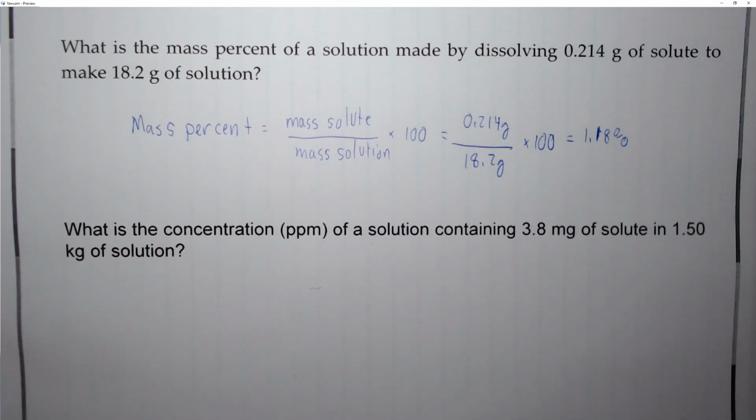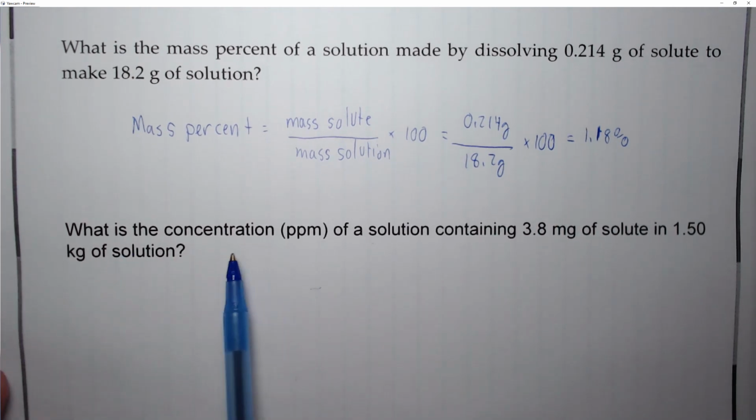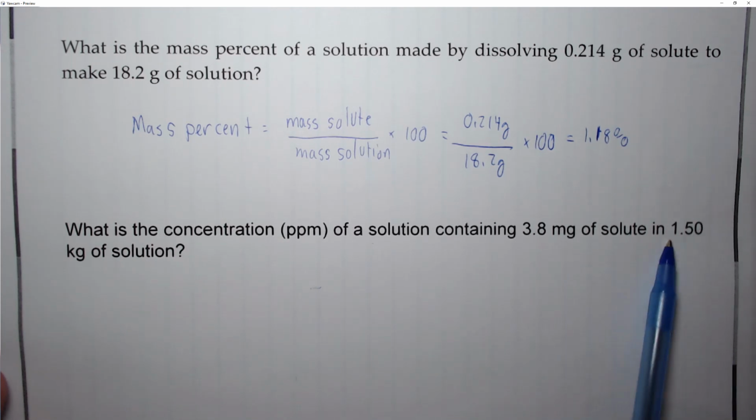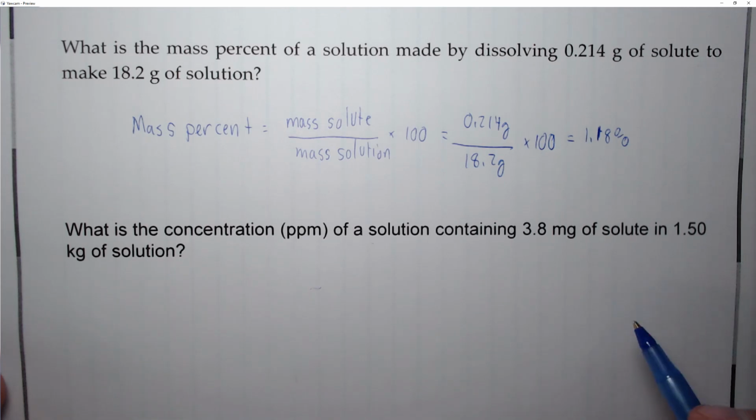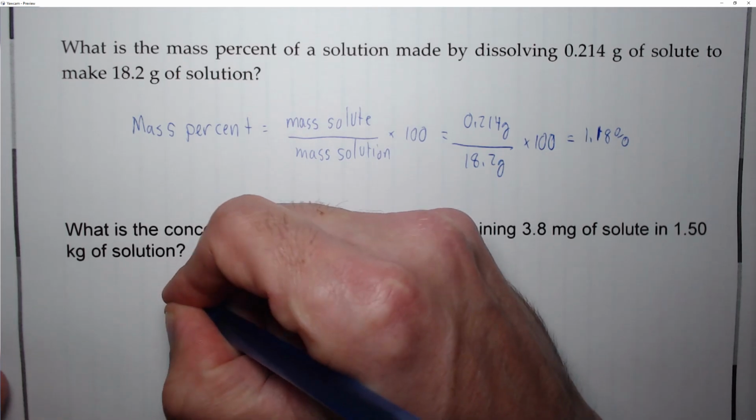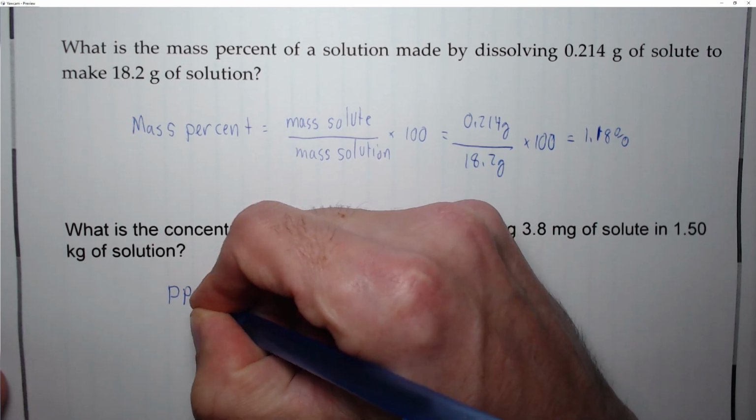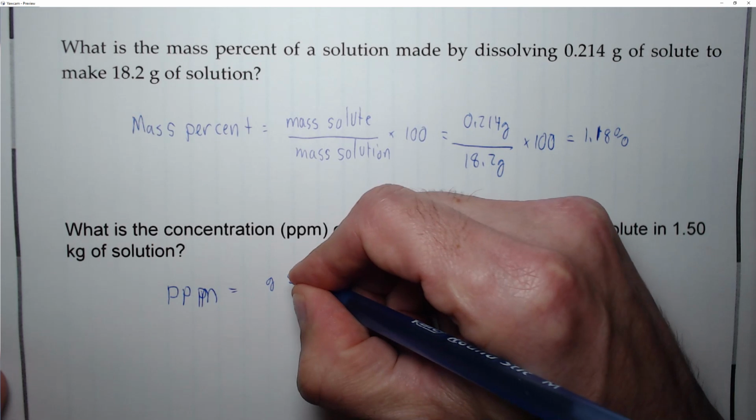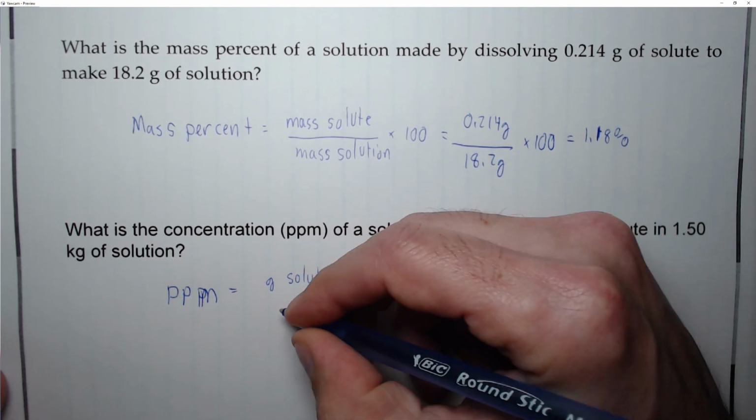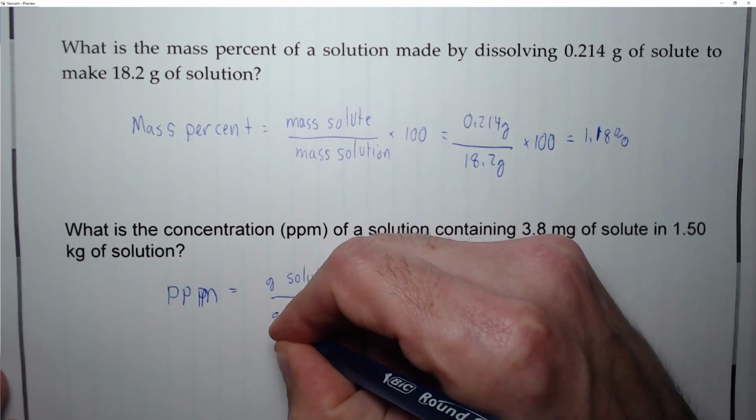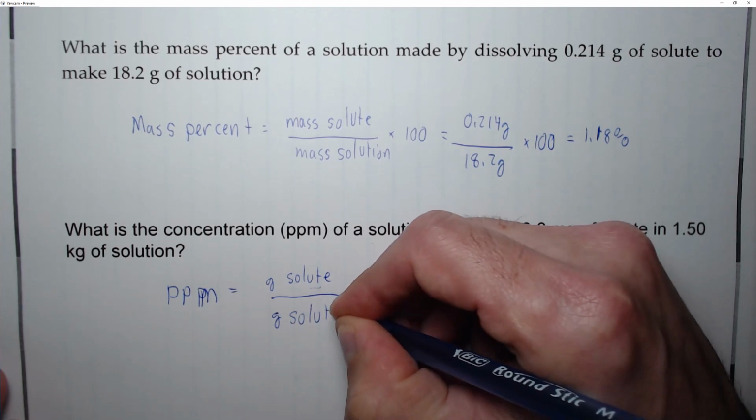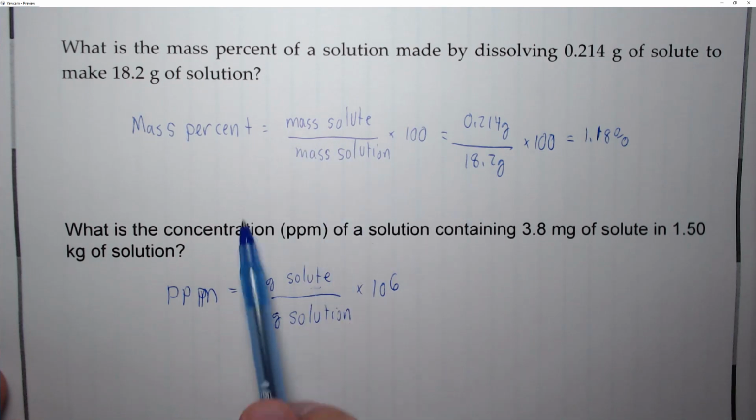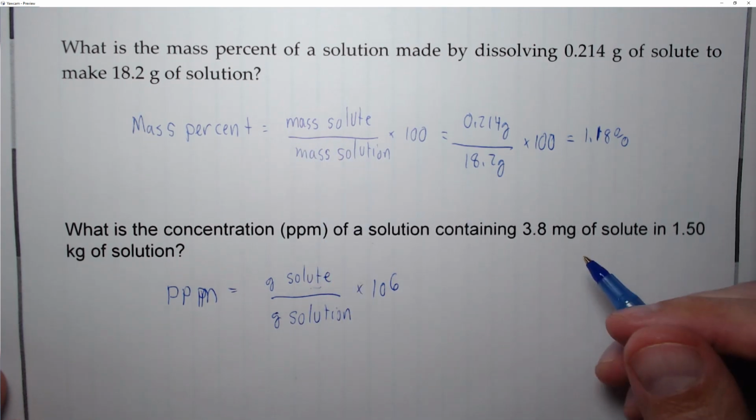Okay? Next one. It says, what is the concentration in parts per million of a solution containing 3.8 milligrams of solute in 1.5 kilograms of solution? So parts per million is equal to grams of solute divided by grams of solution times 10 to the 6. Or you could do mass of solute over mass of solution times 10 to the 6.